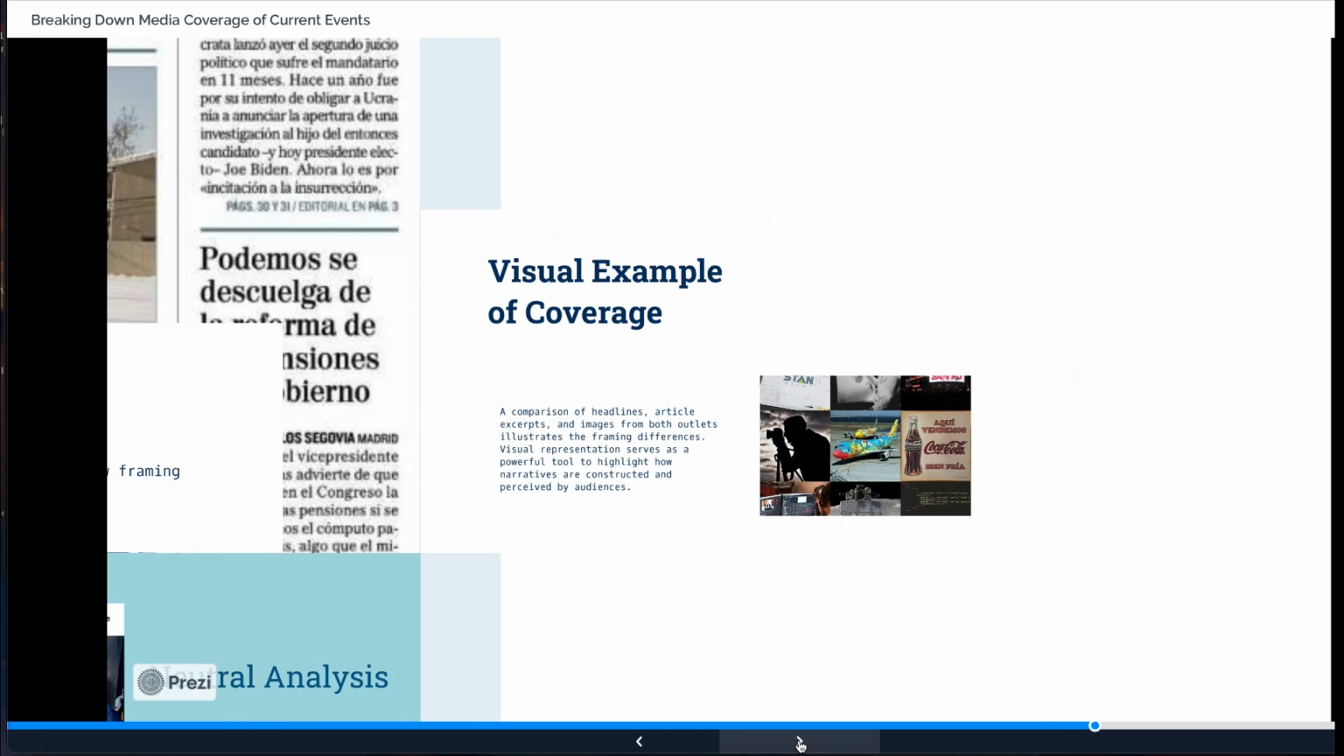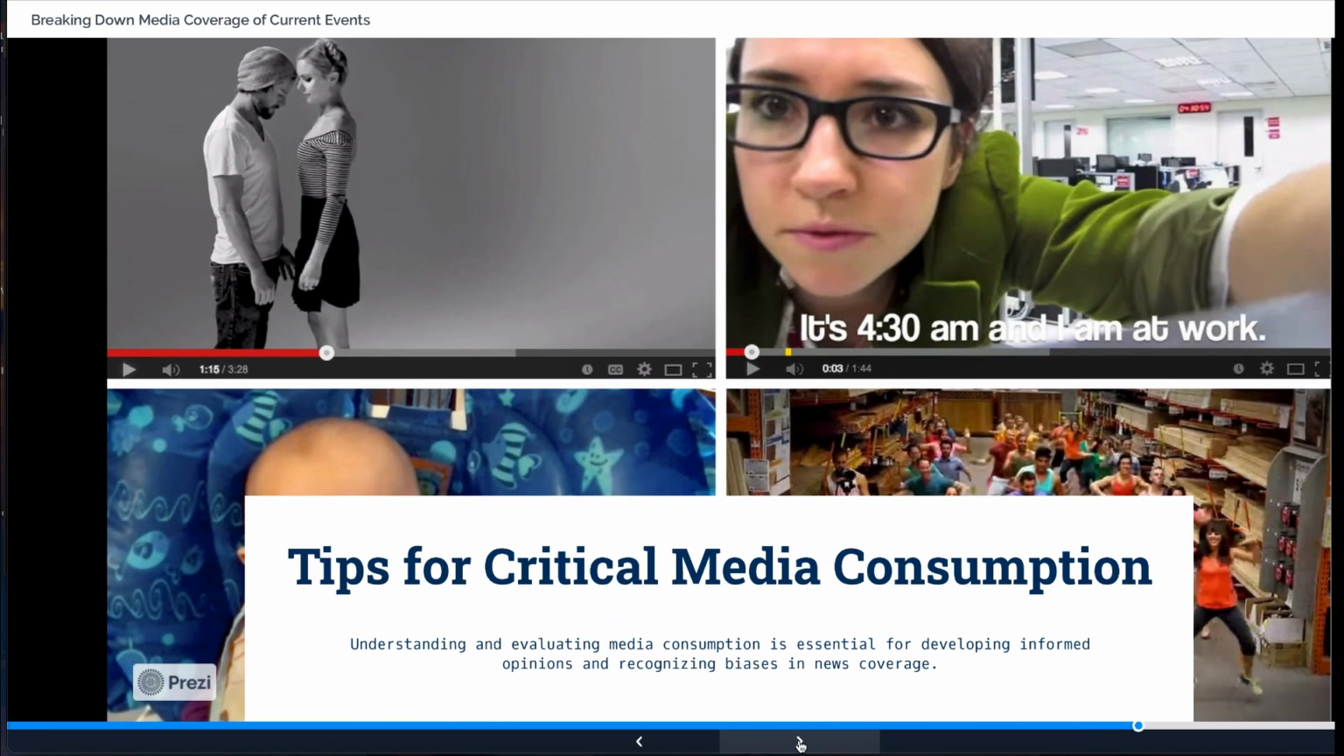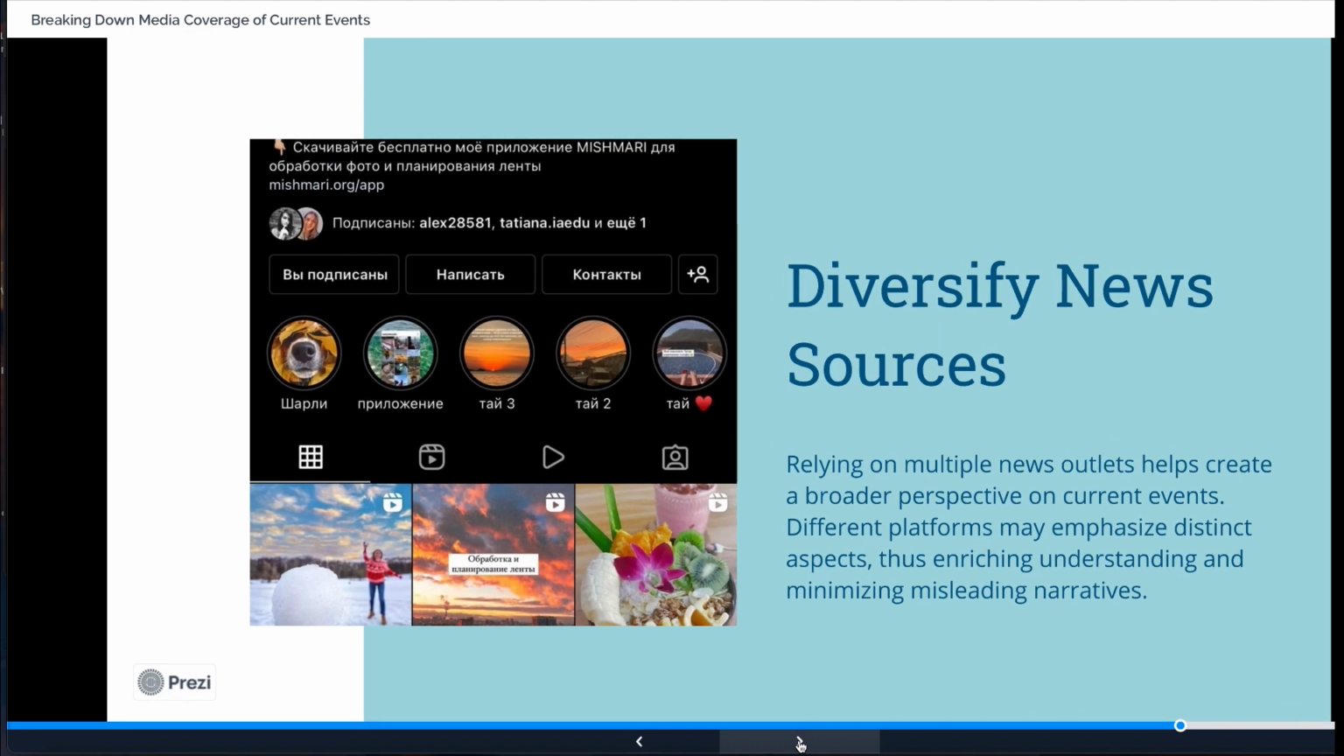Let's move on to tips for critical media consumption. Understanding and evaluating media consumption is essential for developing informed opinions and recognizing bias in news coverage. Diversify news sources. Relying on multiple news outlets helps create a broader perspective on current events. Different platforms may emphasize distinct aspects, thus enriching understanding and minimizing misleading narratives.